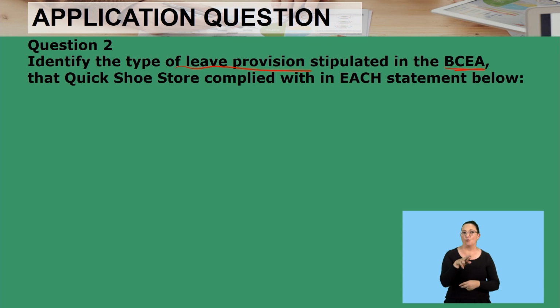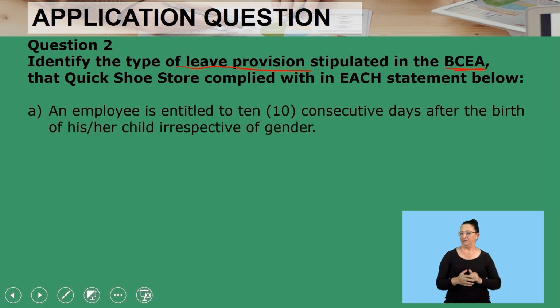Right, it says here, identify the type of leave provision stipulated in the BCA that Quick Shoe Store complied with in each statement below. Let's read the statements and be able to identify the type of leave. The first one is an employee is entitled to 10 consecutive days after the birth of his or her child, irrespective of gender. So now, what is the type of leave provision? Just think about it, and then I'm going to the second one.